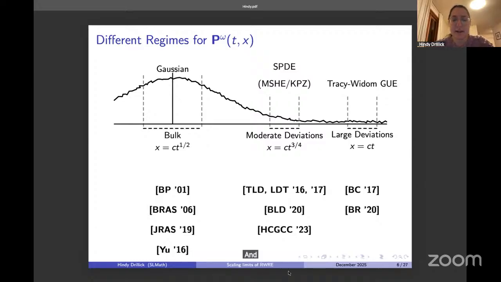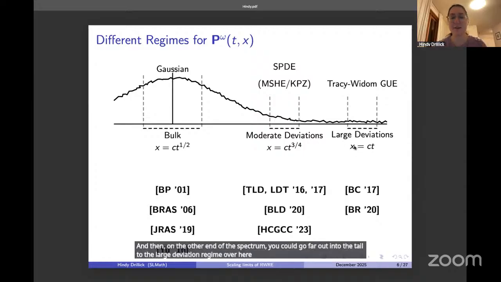And then on the other end of the spectrum, you could go far out into the tail, to the large deviation regime over here, where you take x to be of order t.